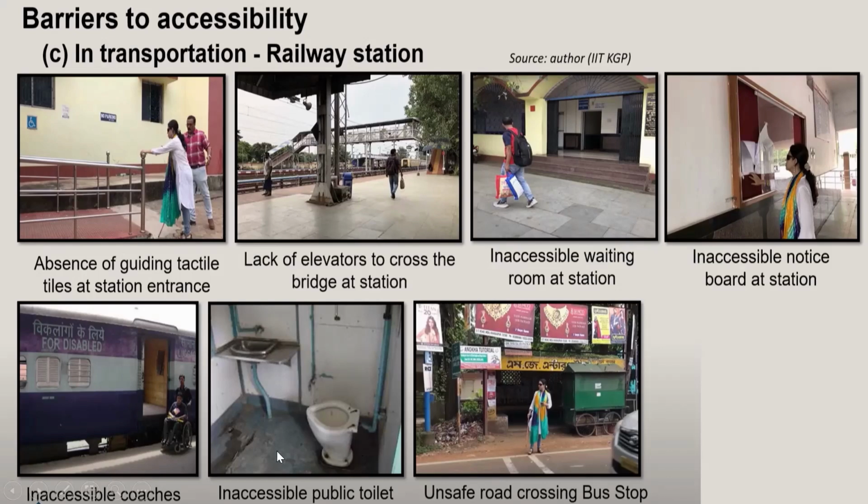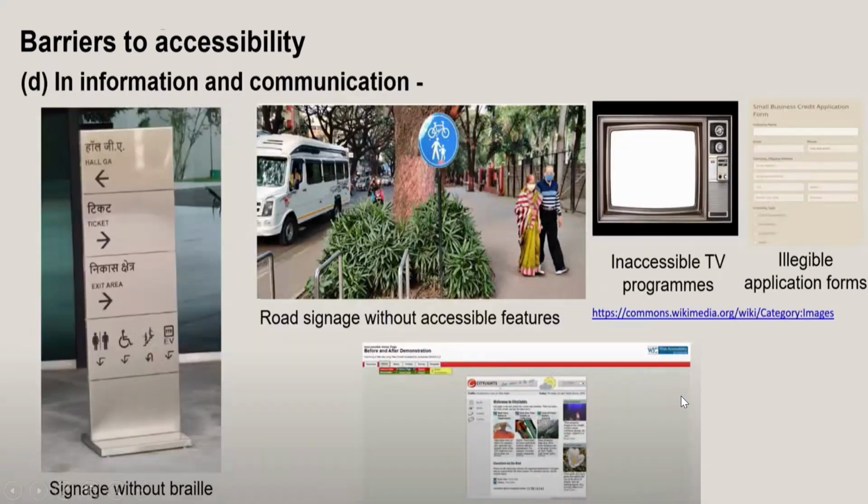Inaccessible public toilets. Why in the railway coaches these toilets cannot be accessible by the special persons? Due to no grab bars being provided, because we have very vibrations during the travel in the trains. So that's why it can create an injury for them. So there is a requirement of grab bars. Okay. Unsafe road crossing, bus stops, as there is no guidance for them.